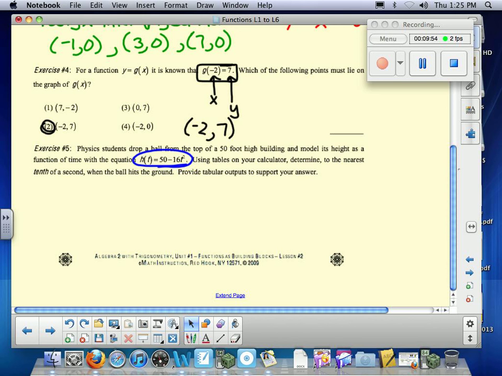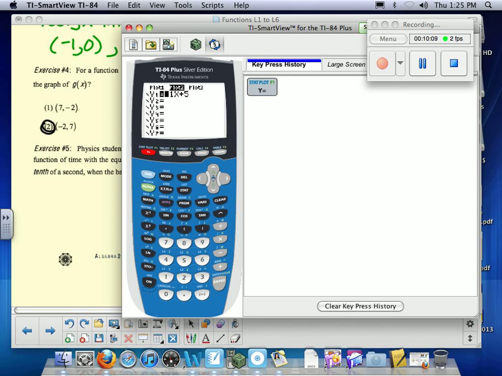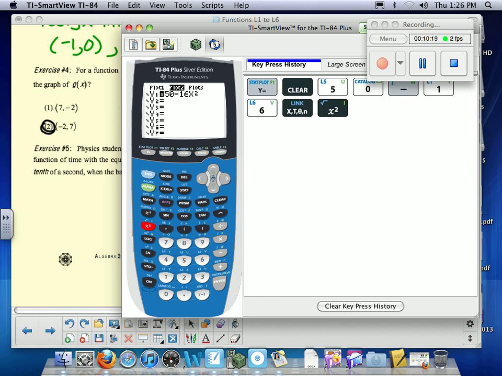Use your tables on your calculator to determine, to the nearest tenth of a second, when the ball hits the ground. And then we're going to create part of our table to show our answer. So calculators on, and put this equation in your calculator, please. You're just going to put in 50 minus 16x squared, because your calculator can't do h or t. Calculators are limited in some respects. Then we're going to look at our table.